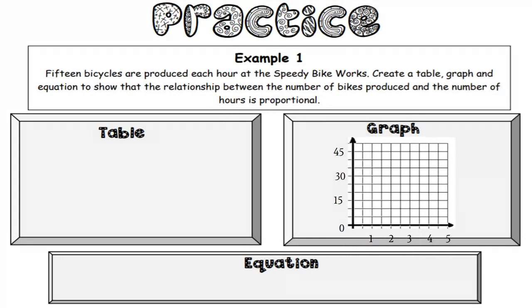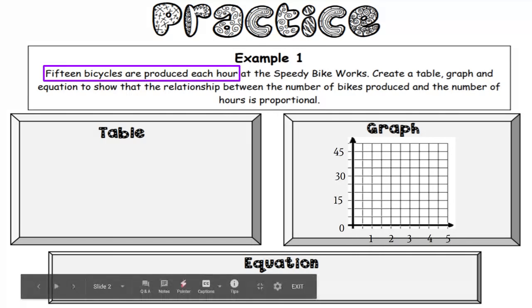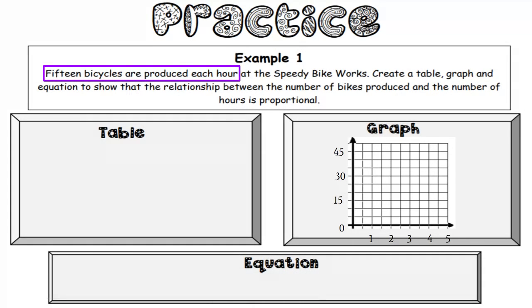Works. Create a table, graph, and equation to show that the relationship between the number of bikes produced and the number of hours is proportional. First, we have to take a look at what information is given. Here we see that we can produce 15 bicycles in an hour. So with that information, I can create a table because in 1 hour, I produce 15 bicycles.